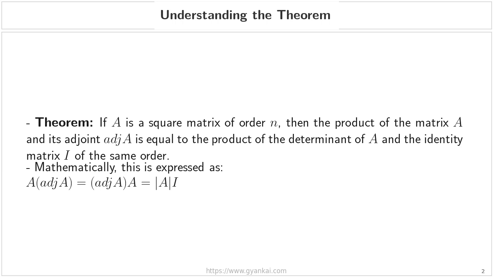Now that we've recalled how to construct the adjoint matrix from our previous lesson, let's move on to the heart of today's topic, the theorem. As we will see in the next few slides, this isn't just a random formula. It's a fundamental property that tells us exactly how the matrix and its adjoint interact to produce a scaled version of the identity matrix.